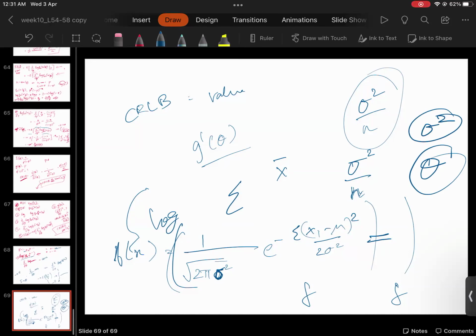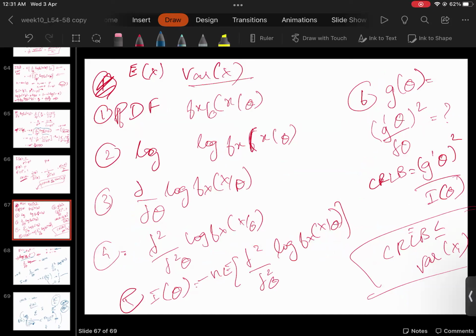This is the standard step. So f of x we define, take a log, differentiate it once, and again that answer you differentiate, and then do an expectation of that. Expectation is basically integrating over some interval. Yeah, you do that, and then G prime. Bit complicated question, ma'am. Very complicated.